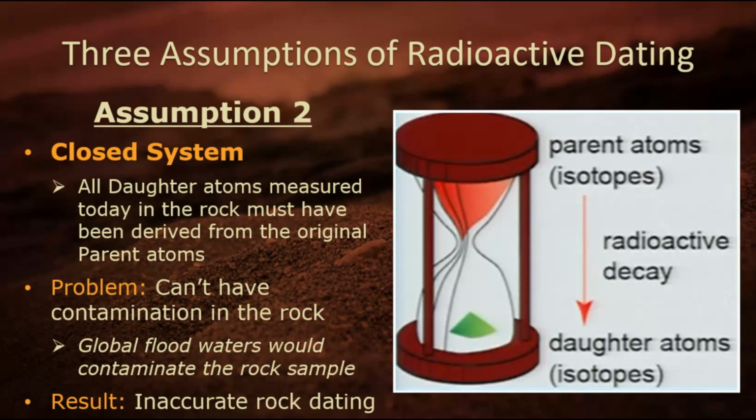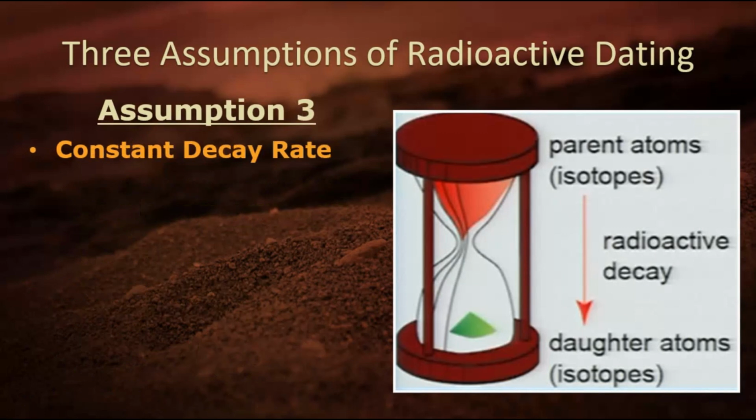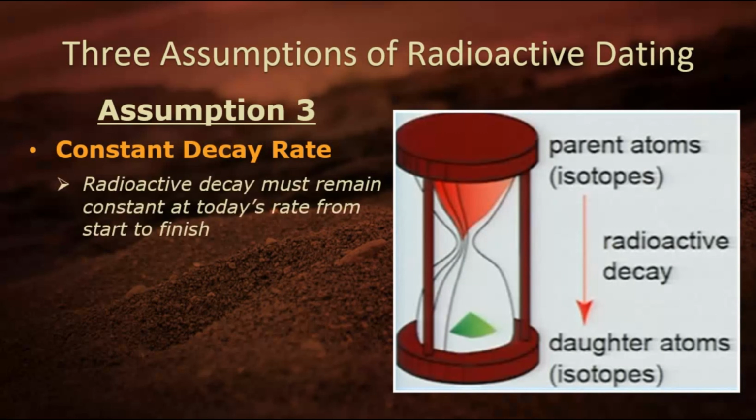So the result would be inaccurate rock dating if it's not a closed system. But if the global flood came and brought in uranium or lead, then that's not a closed system either. So it would have inaccurate results. Assumption number three, constant decay rate. Radioactive decay must remain constant at today's rate from start to finish.